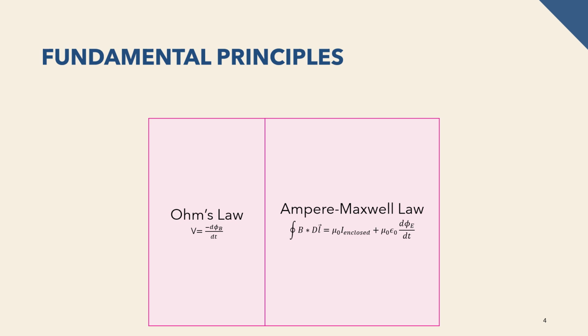Fundamental principles. Our first fundamental principle is Ohm's law, in which voltage is equal to the change in flux over change in time. This basically shows how our change in flux is able to induce a voltage and therefore a current in a wire, or just an electric field if there is no wire. But in this case, we will be considering the wire.